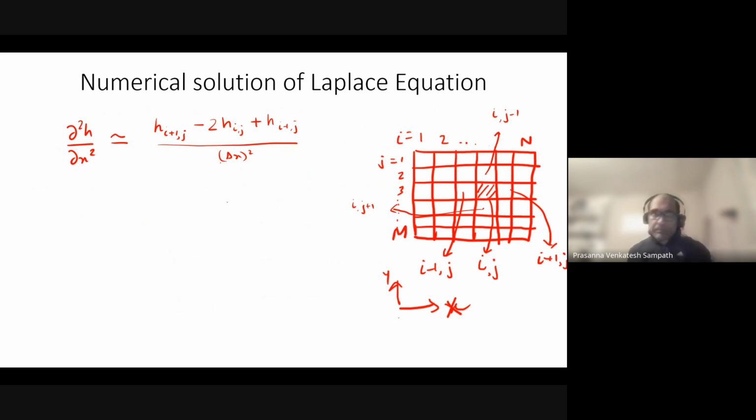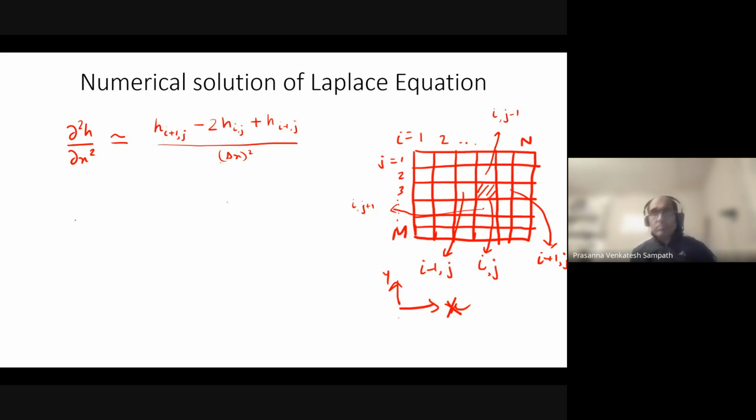That's all I'm doing. Okay, so it is h of i plus 1 comma j minus 2 times h of i comma j plus h of i minus 1 comma j divided by delta x square. Any questions before I move on? I don't want this to be a head scratcher. No questions at all? Everybody's on the same page? Okay, good.